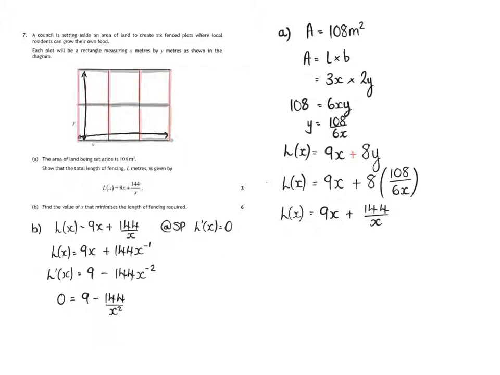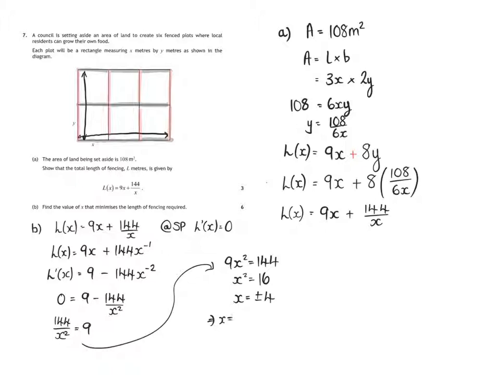So we're going to get 144 over x squared equals 9, which I'm going to move over here. So that gives us 9x squared equals 144. So that gives us x squared is equal to 16. So x equals plus or minus 4. Therefore, x must be equal to 4, as it cannot be negative.